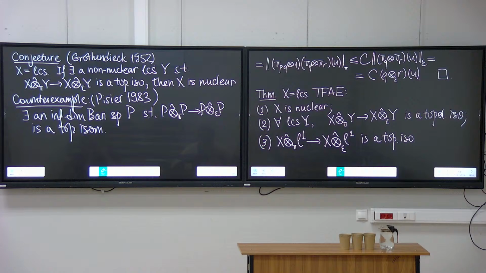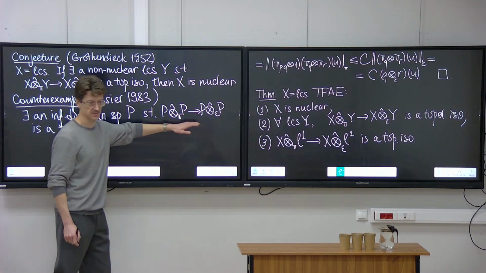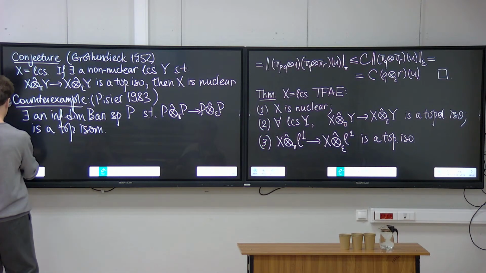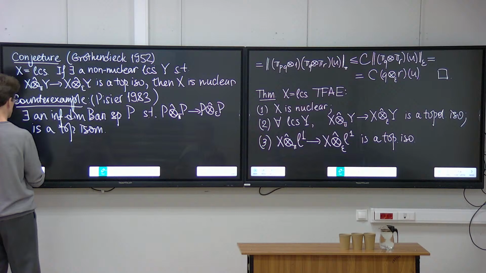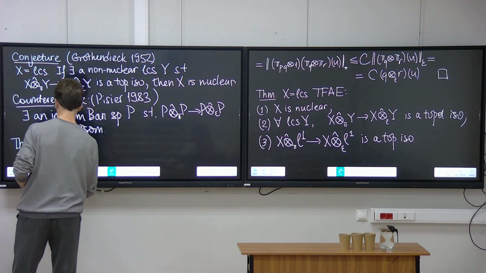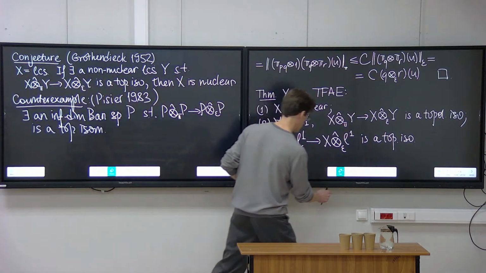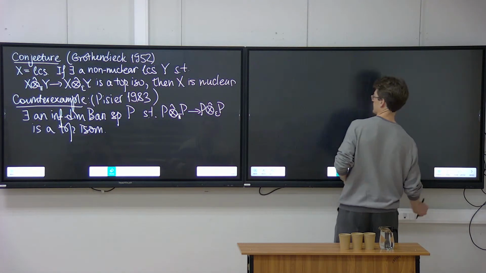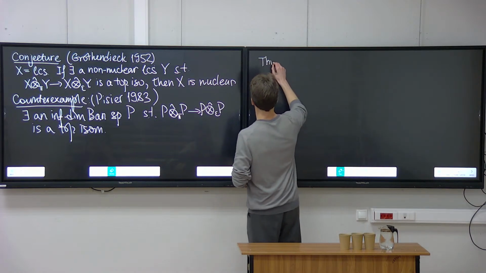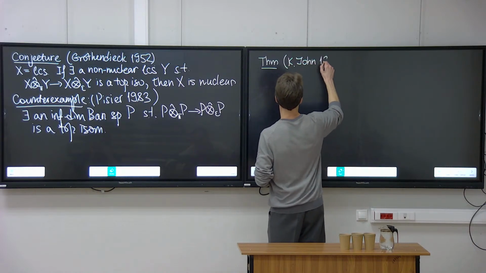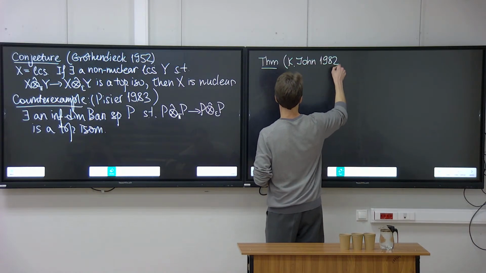And what is also quite remarkable is that if we replace here double tensor products by triple tensor products, then we actually get a characterization of nuclearity. The following result was proved by Ketonen, let me write it down, in 1982, if I'm not mistaken.